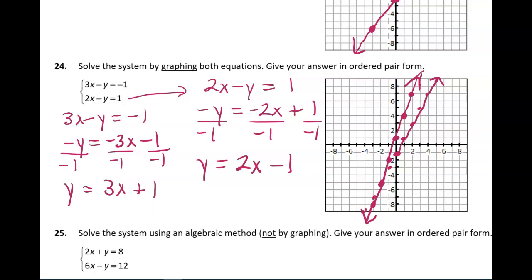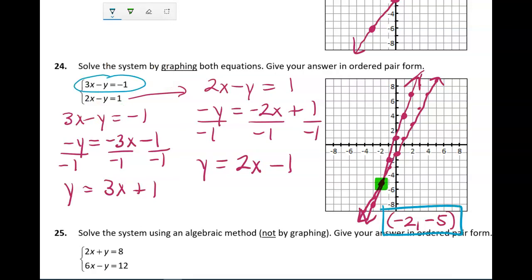This one's going to be hard to pinpoint unless you're really careful. So I guess we probably should check this one. Looks like that's the point right there. So that is the point (-2, -5). So we think that's the answer, but let's go ahead and check it.